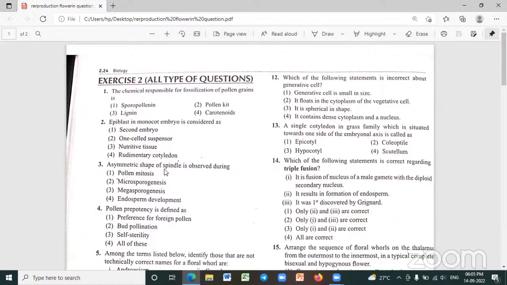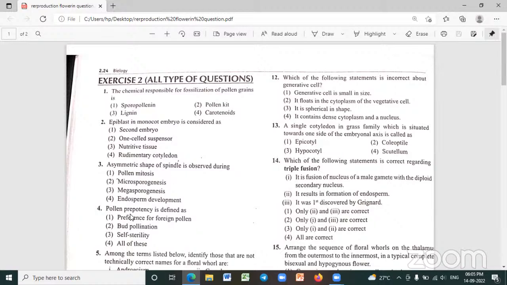Asymmetric shape of spindle is observed during, but where is spindle formation? Spindle formation takes place maximum in mitosis as well as meiosis, isn't it? So you must note down which is the correct answer. The asymmetric shape of spindle is observed during pollen mitosis. It is not microsporogenesis, megasporogenesis, or endosperm development. In these three, no spindle formation takes place. Particularly pollen mitosis is the correct one. So note it down.